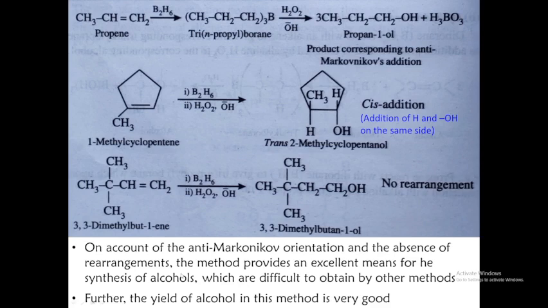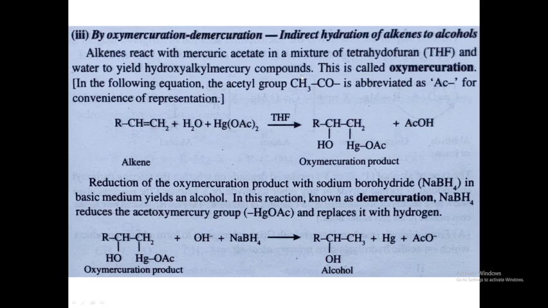The next reaction is the oxymercuration demercuration reaction. We may discuss this reaction in the fourth semester also. Indirect hydration of alkenes to alcohols: this method can also be used for the preparation of alcohols from alkenes. Alkenes react with mercuric acetate, Hg(OAc)2, in a mixture of tetrahydrofuran and water to yield hydroxyalkyl mercury compounds. This is called the oxymercuration process.